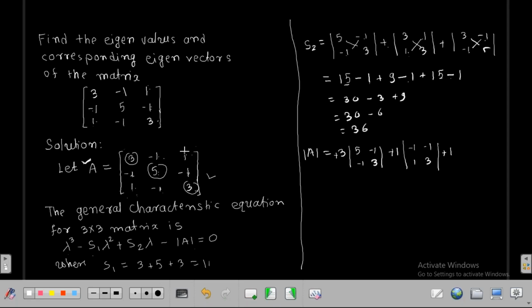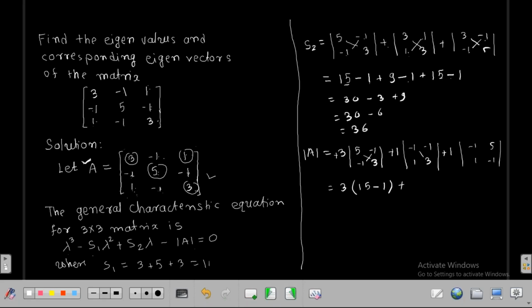Now the last number, this 1. It is present in first row and last column. So the remaining numbers are -1, 5, 1, -1. Now solve this determinant. This 3 in the bracket: multiply these two numbers, 5 into 3 is 15, minus -1 into -1 is plus 1. Then plus, we multiply 1 to any number or expression and we get the same number or expression, so don't write this one here.